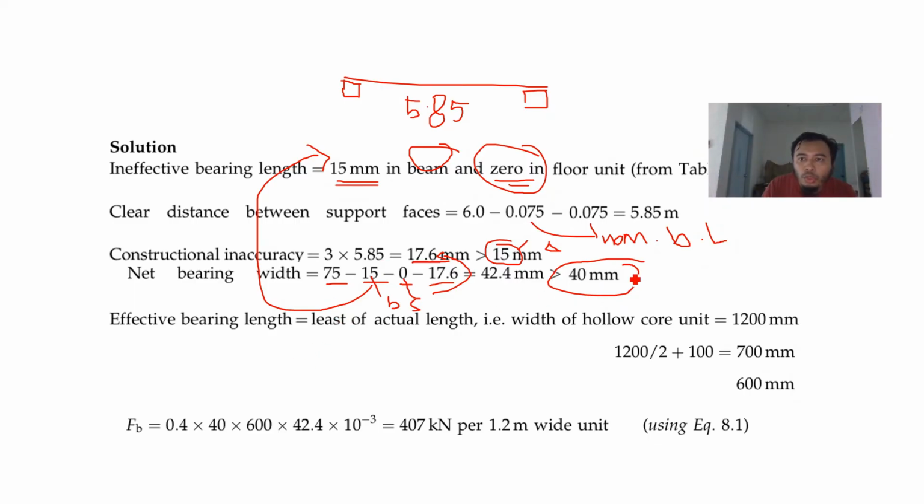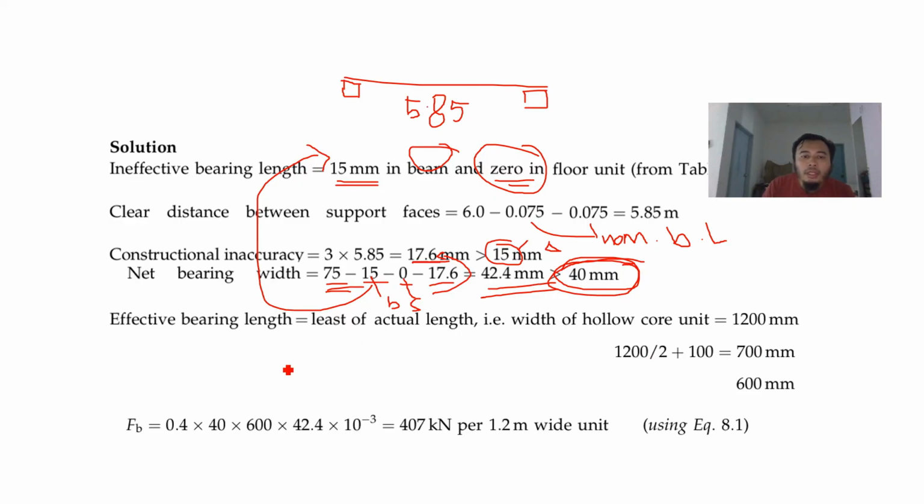So your nominal net bearing width should be more than 40 mm as specified by the BS. So it needs to be more than 40. If it is less than 40, you need to stick to 40. So you need to adjust your sizing for contact length.